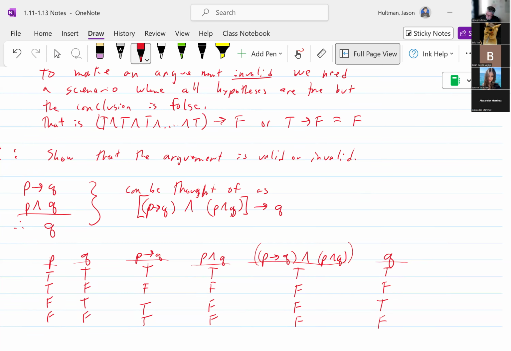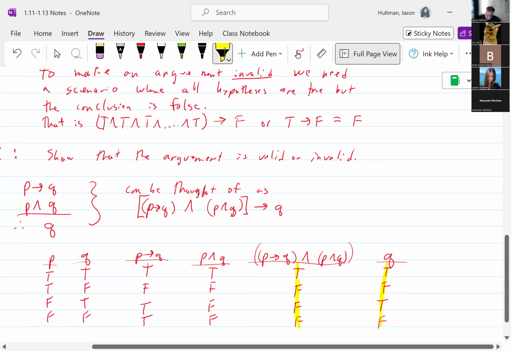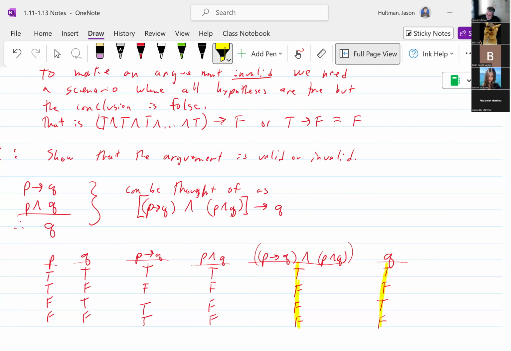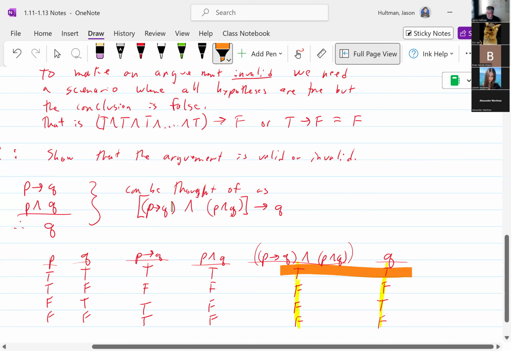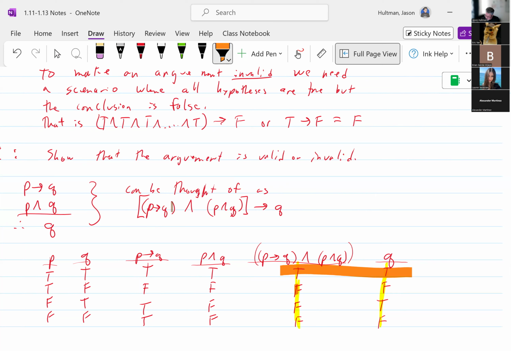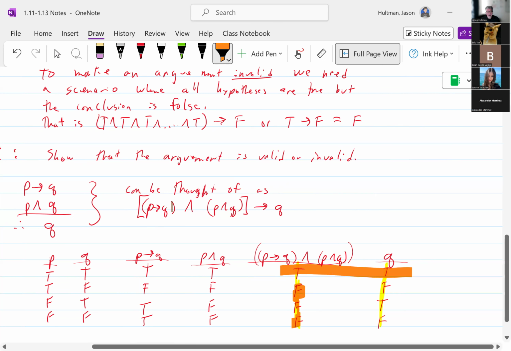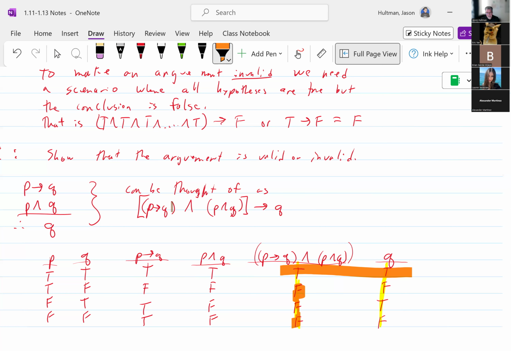Okay, now notice that if I look at these two columns, this column here and this column here, the only place that it's true, it's also true, right here. The other places it's false, but we don't really care about the false ones. We don't care about the false ones because they're all valid. It doesn't matter what the conclusion is. Okay, this is valid.